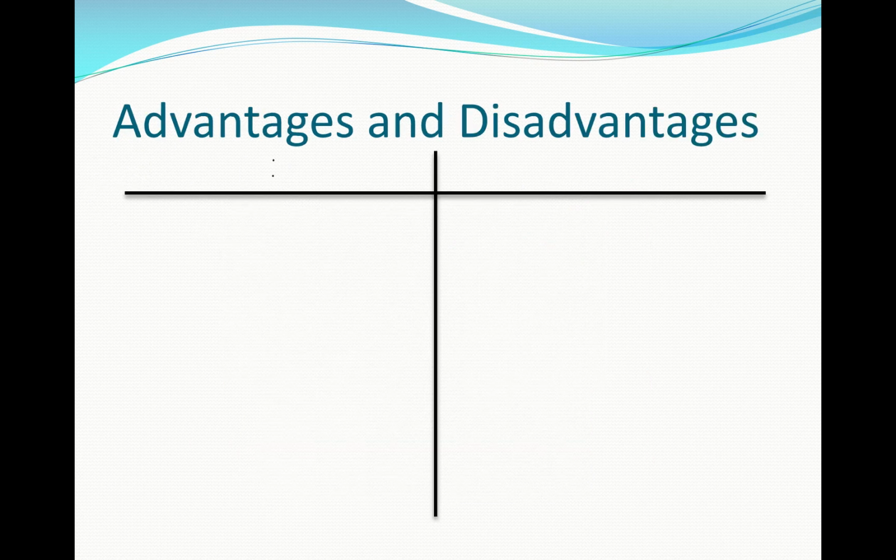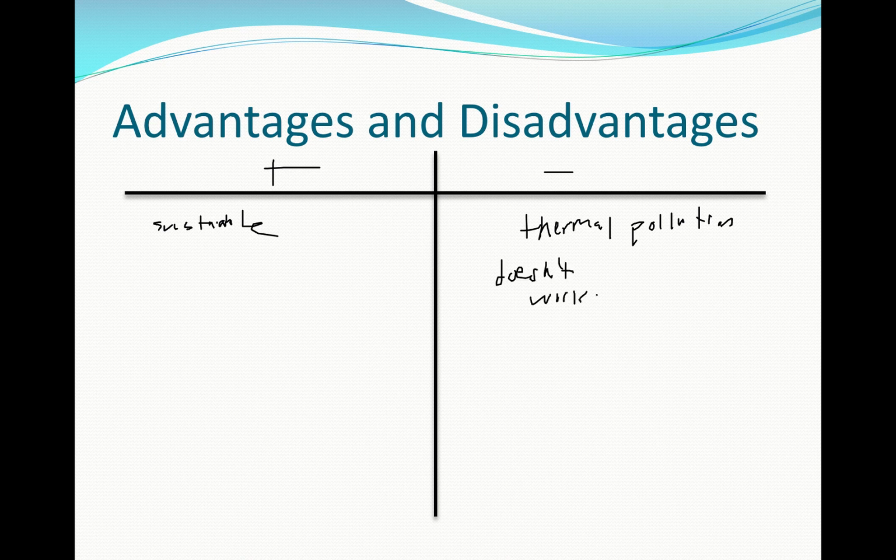So advantages and disadvantages. So we'll talk about advantages first. It doesn't have any emissions, right? You still have to heat water, so it still has thermal pollution. Advantages, it'll last forever, it's sustainable. It might be expensive to put in, it doesn't work everywhere. Then that's the biggest thing, is it doesn't work everywhere. That's the biggest downfall.